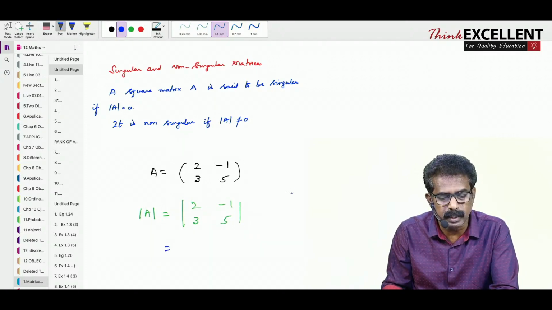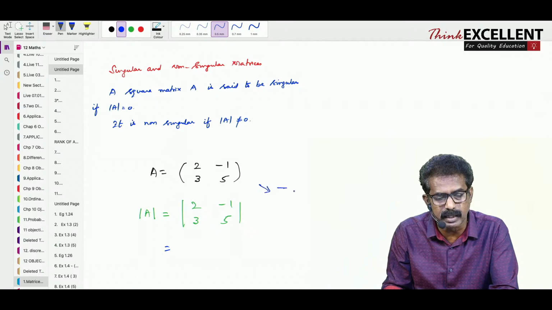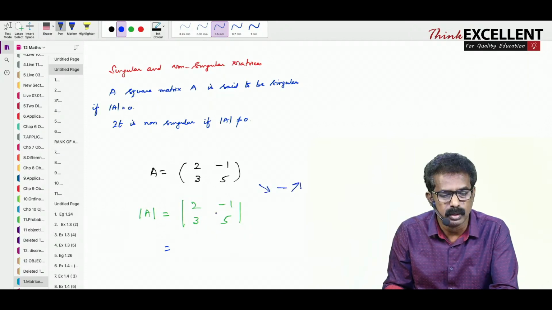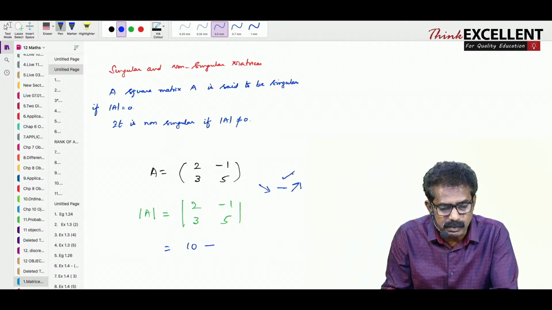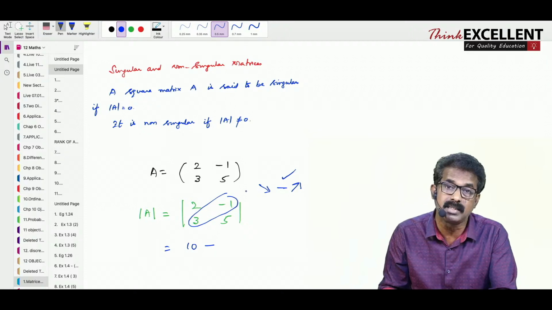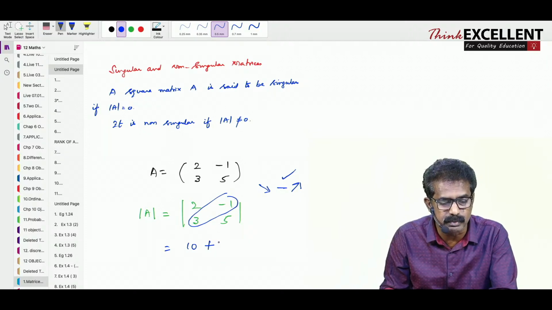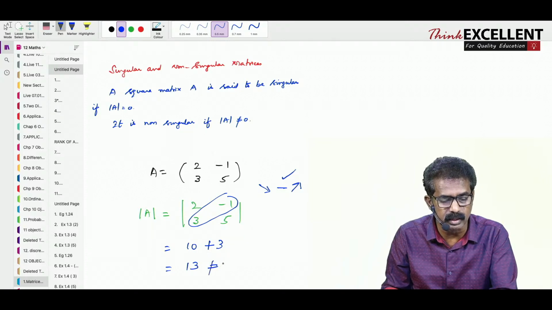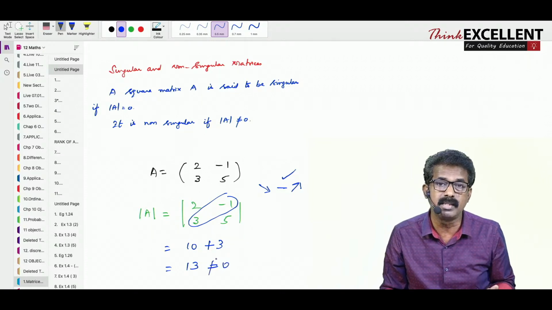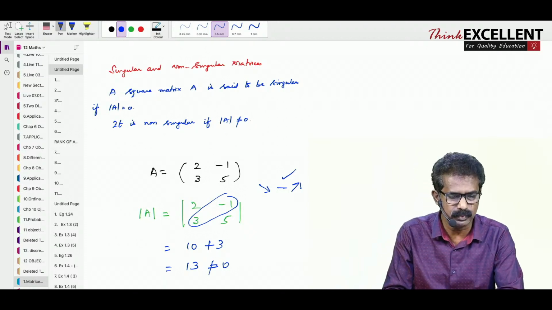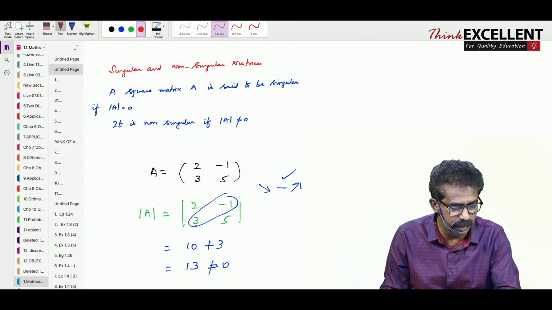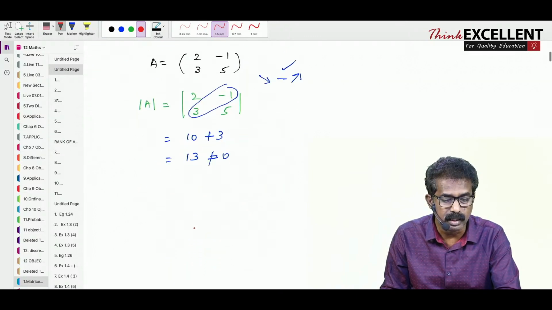First multiply the principal diagonal, then put a minus sign and multiply the other 2. So 2 into 5 is 10, then minus this minus, right? Now when you multiply these two, 3 into minus 1 is minus 3. Already we have a minus, so it is plus 3. You are getting 13, which is not equal to 0. So what can you say? The given matrix is non-singular. If your answer is 0, we say it is singular. I hope all of you know how to expand a 3 by 3 determinant, right?